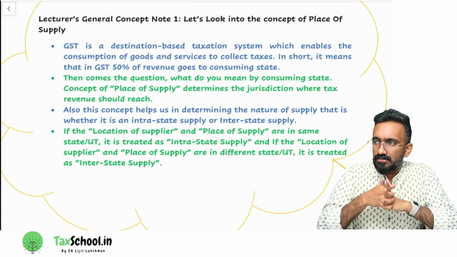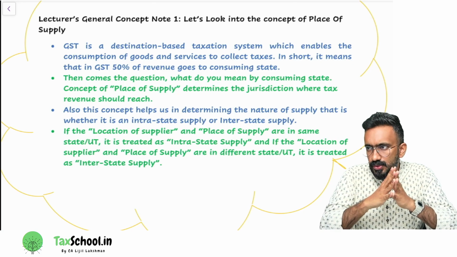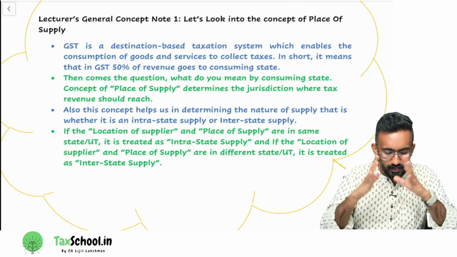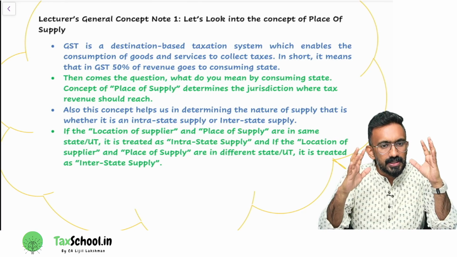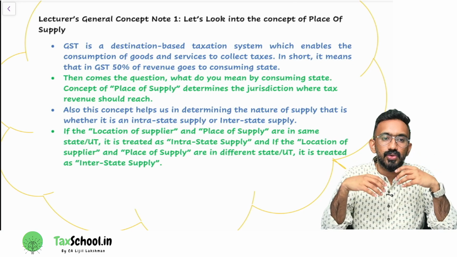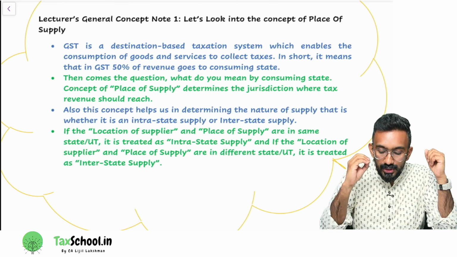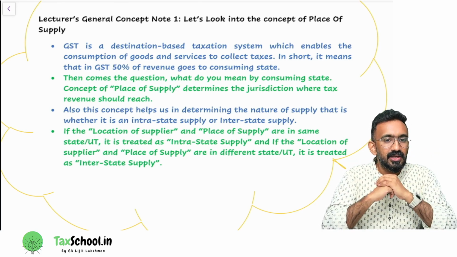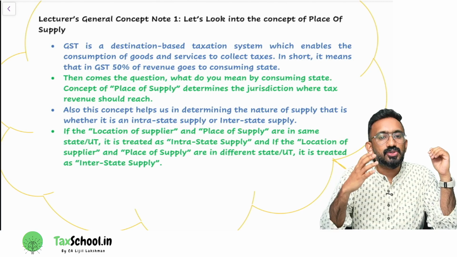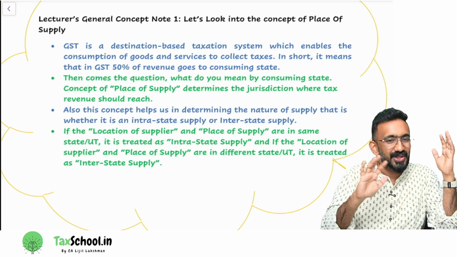GST is a destination-based taxation system. You all know that, which enables the consumption of goods and services to collect taxes. So which state will collect taxes? Consuming state will collect 50% of GST. Whenever you're paying GST, 50% goes to the consuming state. Then comes a question: what do you mean by consuming state? Basic understanding always used to be that the location of the recipient is the consuming state, but that's not correct.